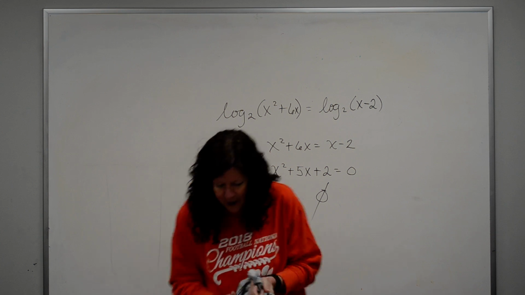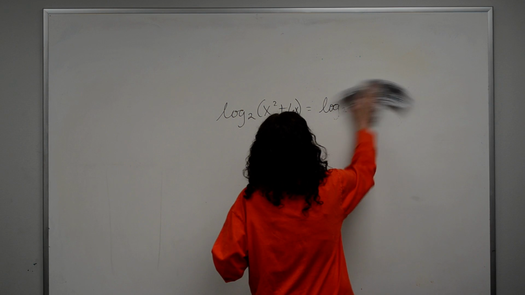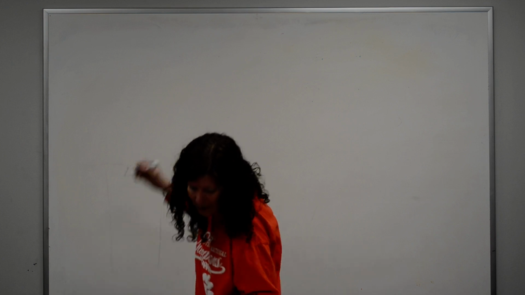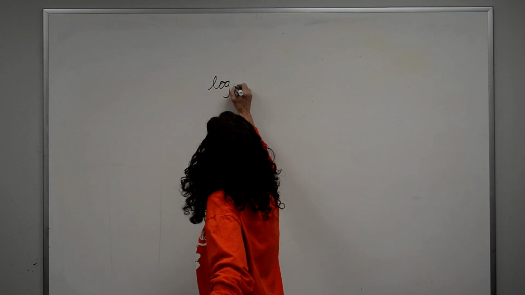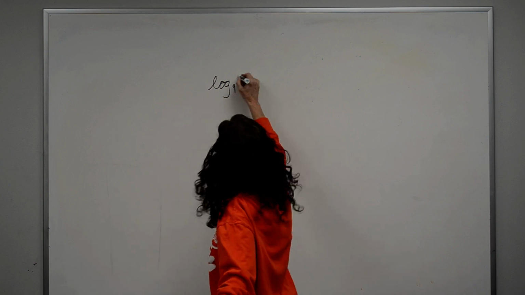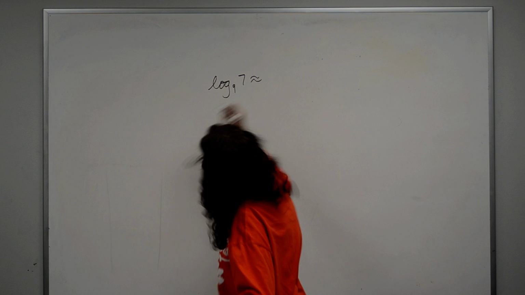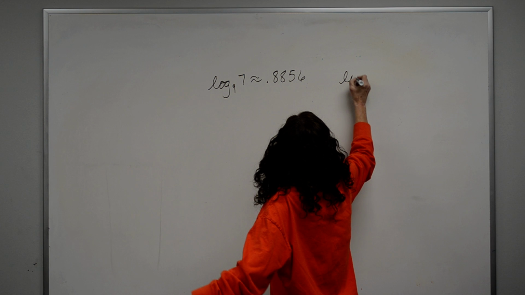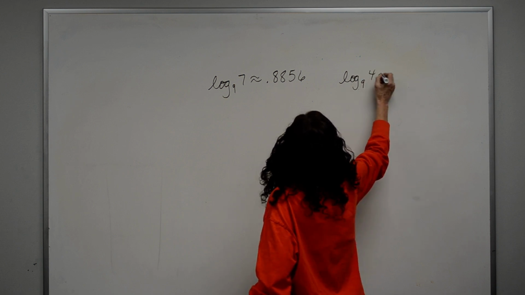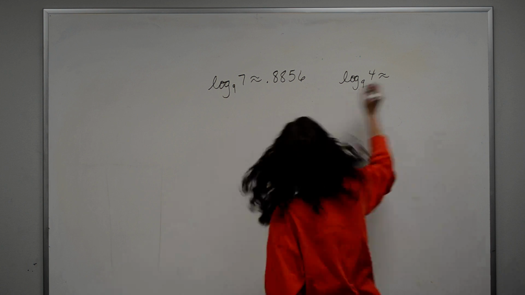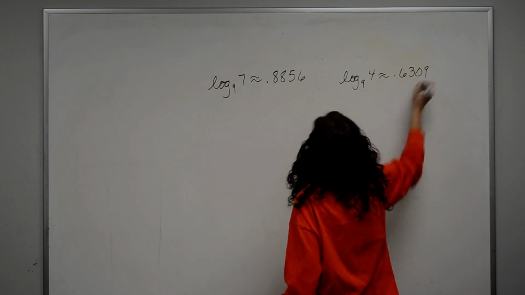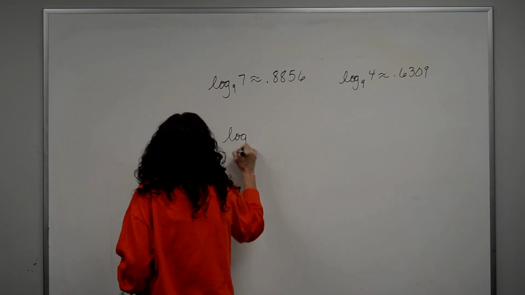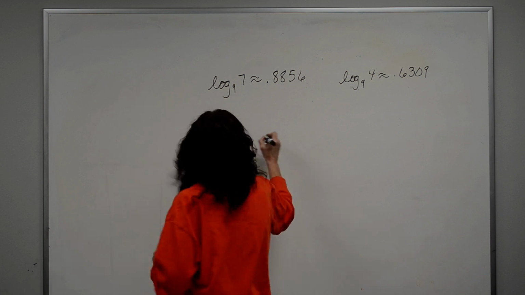All right, then we moved on to this weird section, which again involves your shortcut, and I can't have you unlearn your shortcut. This section basically said, you know that the log base 9 of 7 is approximately 0.8856, and you know the log base 9 of 4 is approximately 0.6309. They gave you that at the front end.